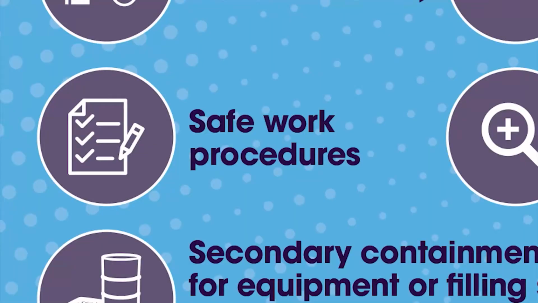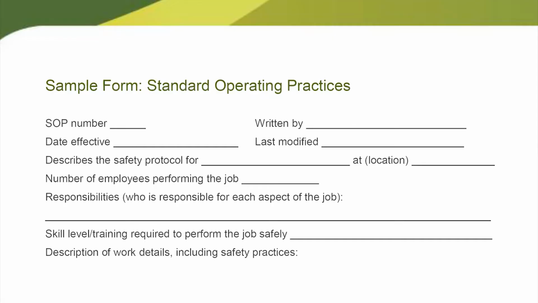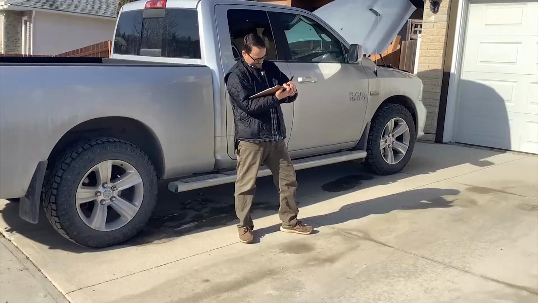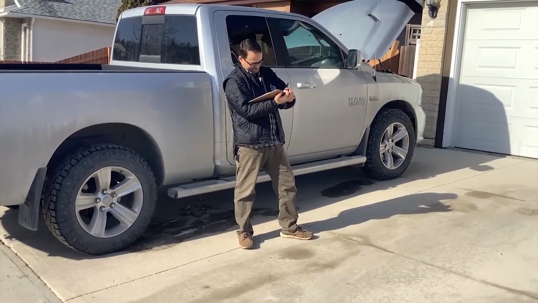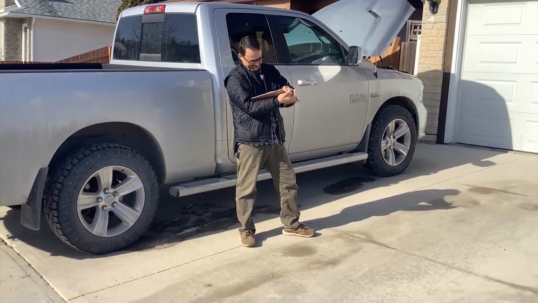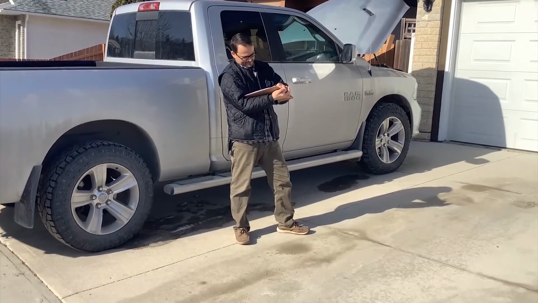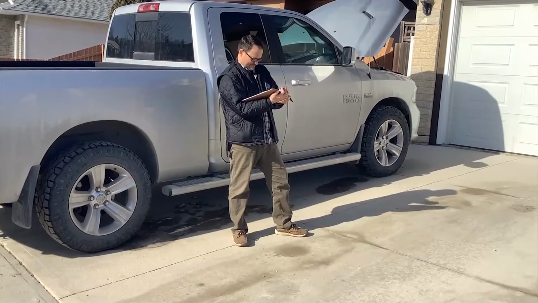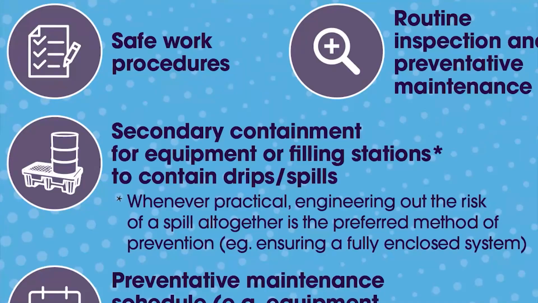Develop safe work procedures, or SWPs, based on job tasks. These procedures outline how to safely perform job tasks from start to finish and include information such as required personal protective equipment, or PPE, and its proper use as part of the procedures.